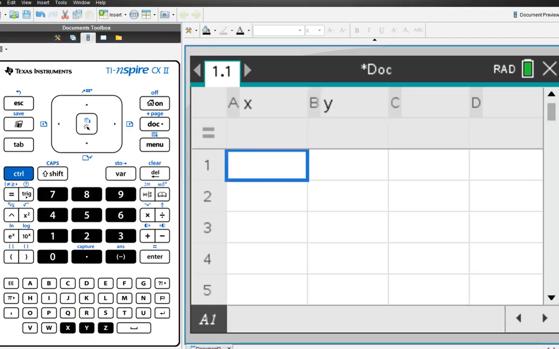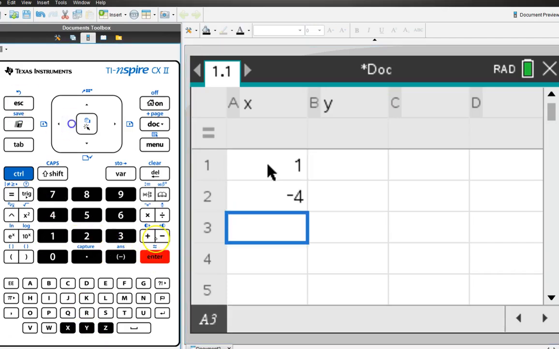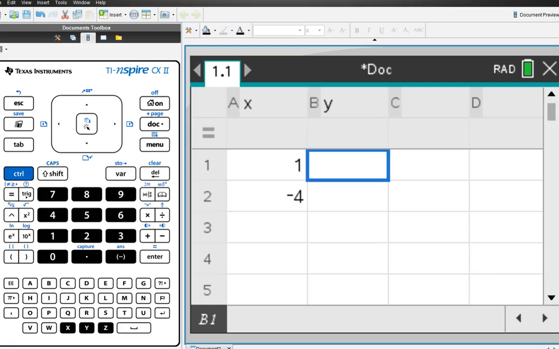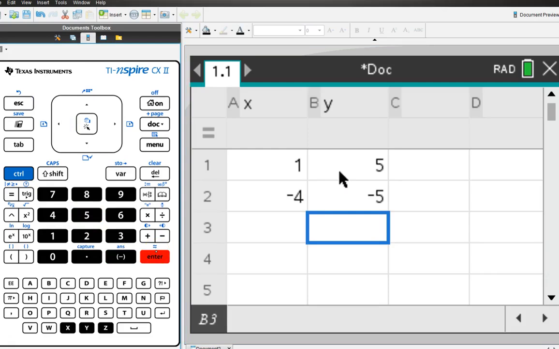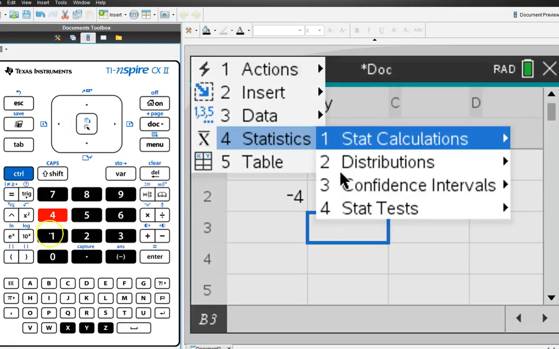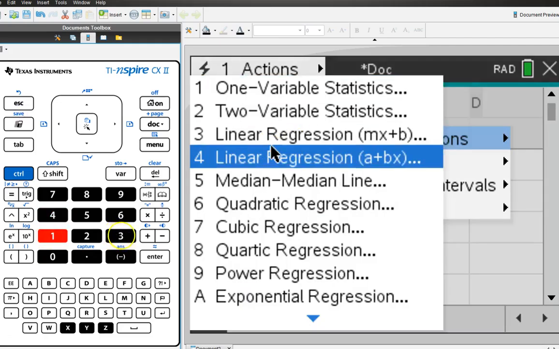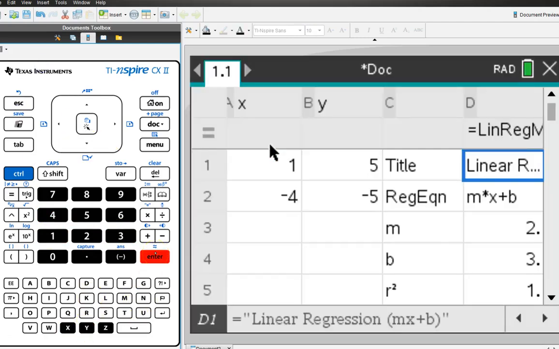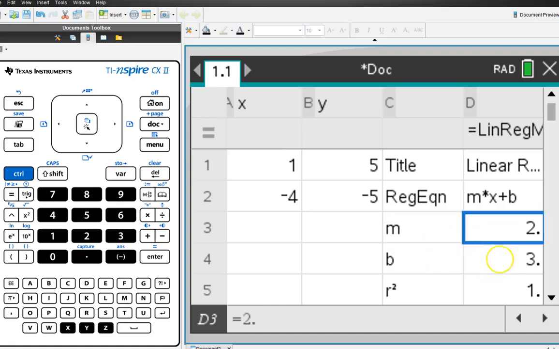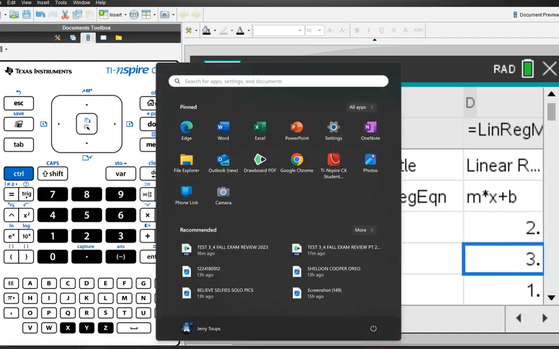Now I'm going to put in my ordered pairs. So 1 and -4 are my x's. Go to the top and type in my y's, 5 and -5. Now the menu, make sure the numbers are right. 1 and 5, -4, -5. Menu, statistics, stat calculations, regression, mx plus b, and then x down, y down, and enter. And then bam, I get 2 and 3, don't I? So my m is 2, my b is 3. I need 2x plus 3. Ding, ding, ding, it's going to be choice B.